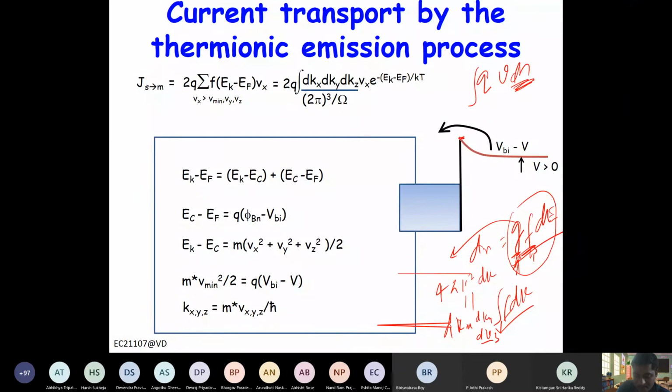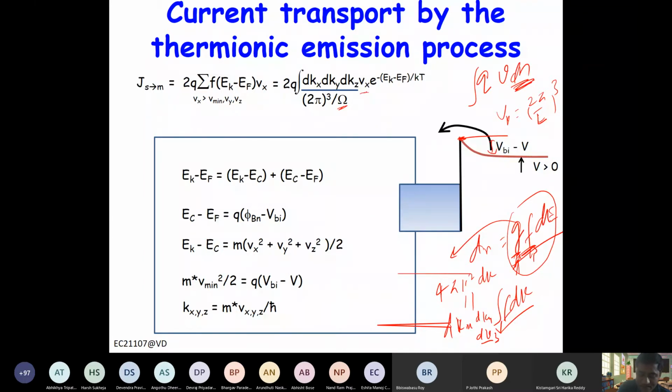Now we are using dkx dky dkz because it is one direction where we need to consider minimum velocity. In the other two directions there is no such limit, because only the electrons which have velocity or kinetic energy more than this barrier will be able to cross over this barrier. So the integration range will be different. Then dkx dky dkz divided by the volume of one cell. You can recall the volume of one state was (2 pi by L) cubed, so 2 pi cubed by the volume of the material, L cubed.